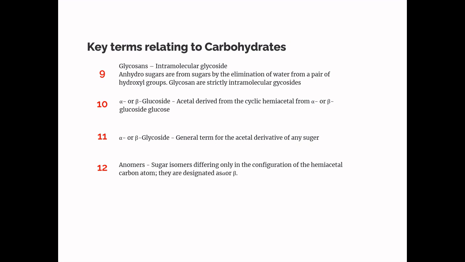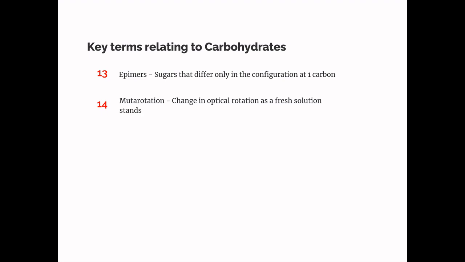Anomers are sugar isomers that differ only in the configuration of the hemiacetal carbon atom. They are designated as alpha or beta. Epimers are sugars that differ only in configuration at one carbon, and mutarotation refers to a change in the optical rotation when a fresh solution stands.